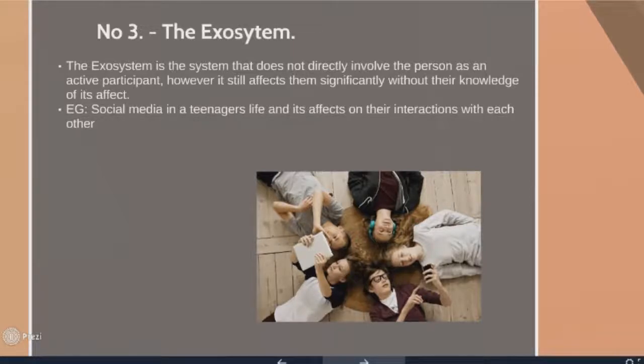The third system in Urie Bronfenbrenner's bioecological learning theory is the exosystem. The exosystem is a system that does not directly involve the person as an active participant. However, it still affects them significantly without their knowledge of its effect. An example of this would be social media in a teenager's life and its effects on their interactions with each other.